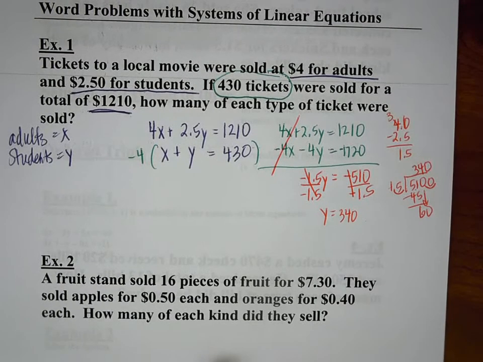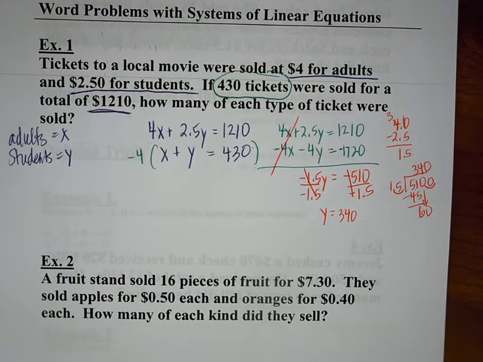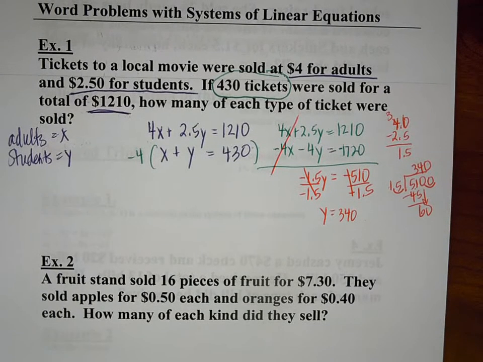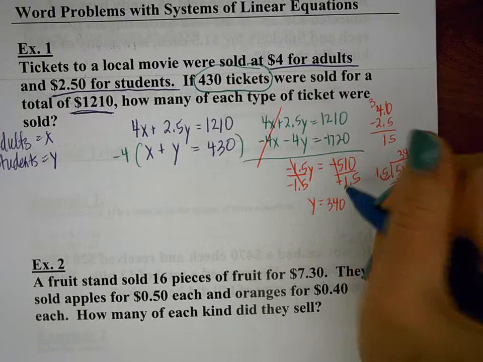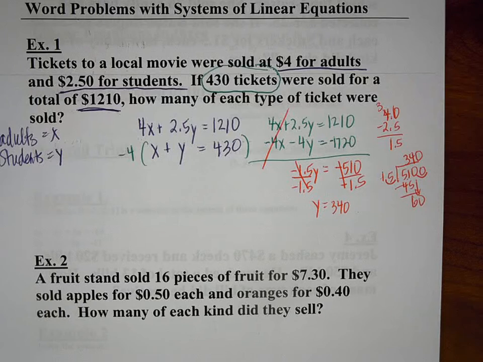Okay. All right, so which equation do you think is easiest to plug back in to get your x value? X plus y equals 430. Yes, you are right. So we'll go ahead and take that and plug it in.